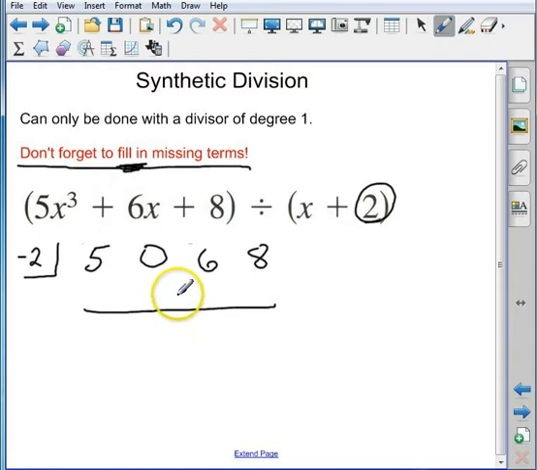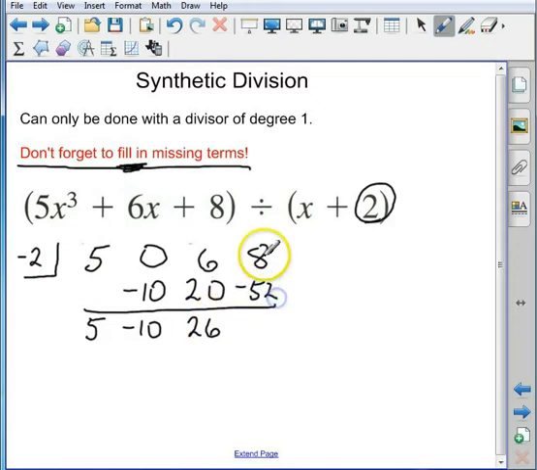I skip a line, then I draw a bar. I bring down the first coefficient. And from this point on, it's all multiplying and adding all the way to the end. So I go negative 2 times 5 is negative 10. There's my multiplication. I add 0 and negative 10 is negative 10. I multiply. Negative 2 times negative 10 is positive 20. I add 26. I multiply. Negative 2 times 26 is negative 52. And then I add negative 44.